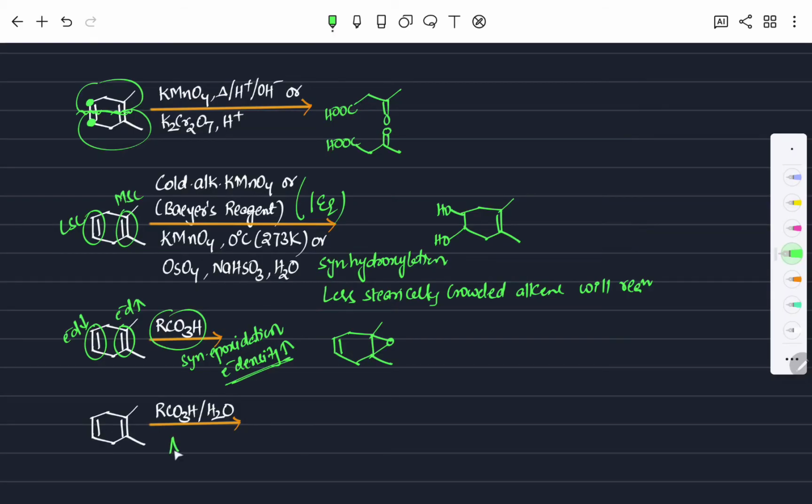Next one, anti-hydroxylation. In anti-hydroxylation also, if two alkenes are present, the alkene with more electron density will react. Therefore, this alkene will react, and here I am ignoring the stereochemistry. So simply we can write two OH groups. It is an example of anti-hydroxylation.